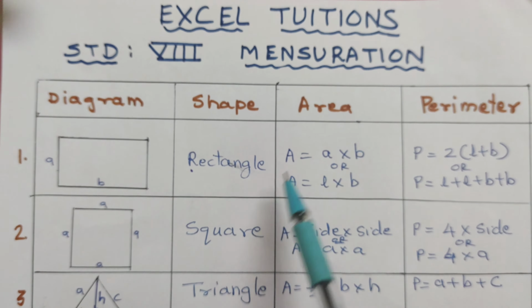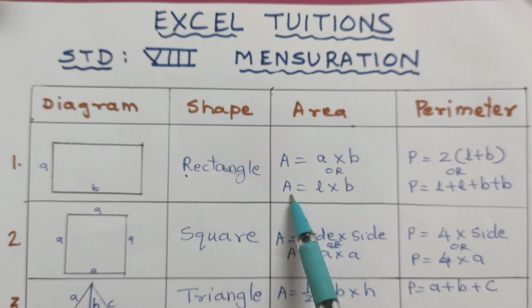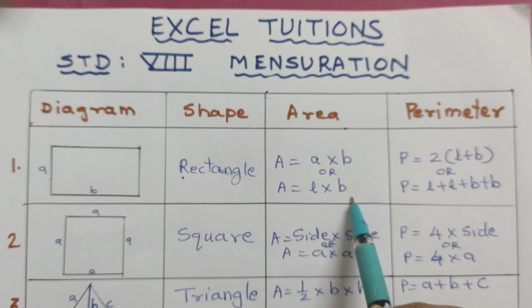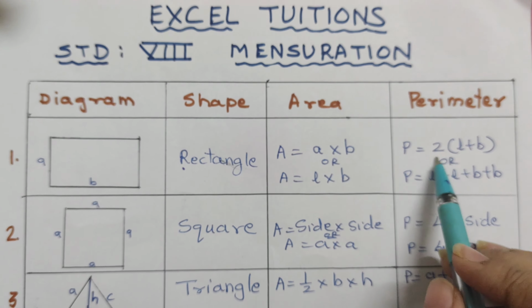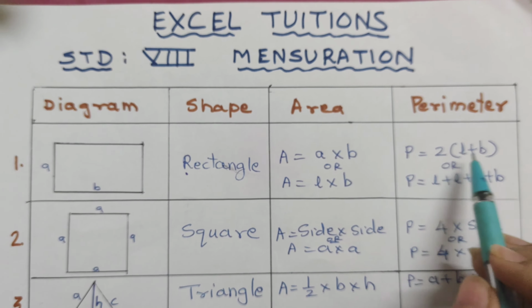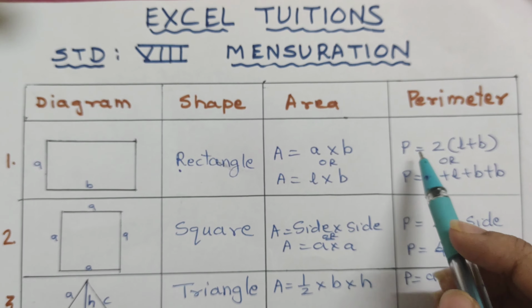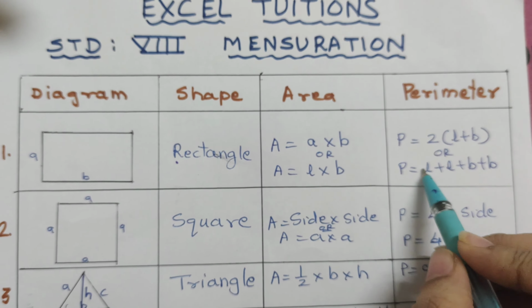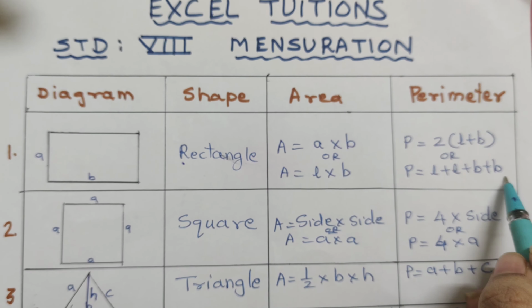First, rectangle. Area A is equal to A into B, or A is equal to length into breadth. Perimeter P is equal to 2 into L plus B, where L and B are length and breadth of the rectangle. P is equal to L plus B plus L plus B.